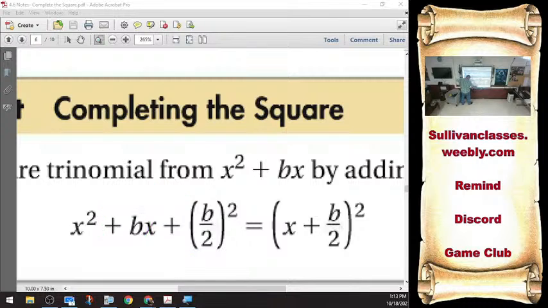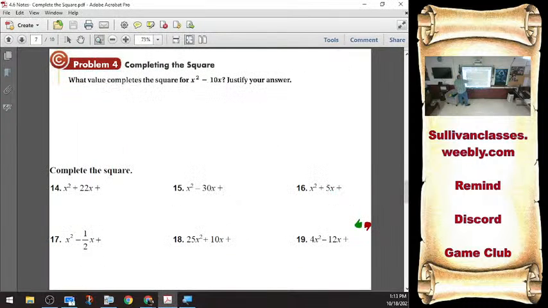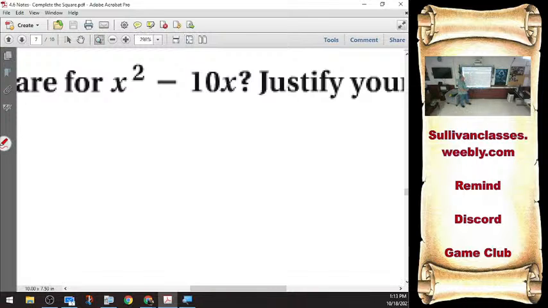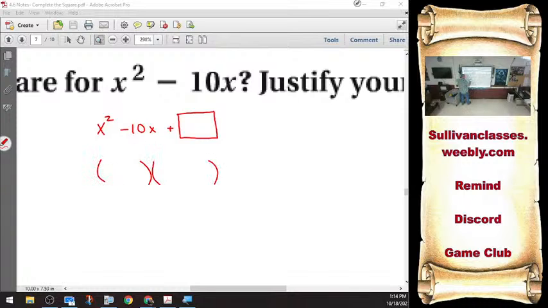It sounds so much more complicated than it is. It's not really that hard. If I want to know the perfect number for this, x squared minus 10x, I'm asking what goes right here to make this a perfect square trinomial. I need the number such that this will make this.